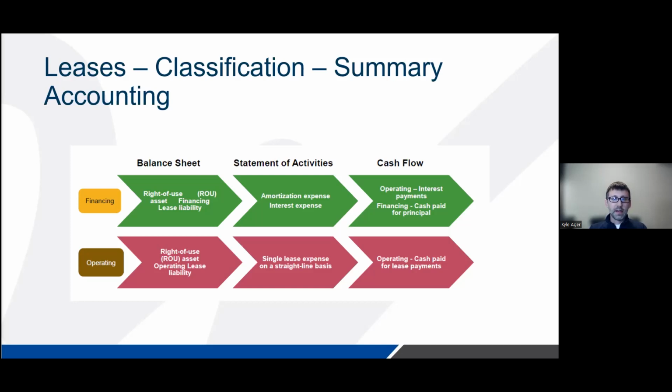And then on the cash flows, again, for financing, we're going to have two types of cash flows. There's going to be an operating component, which is the interest, and a financing component, which is the cash paid for principal. This is just kind of like on a note payable if you were making a payment on the note for an asset that you might have purchased. And then on an operating lease, we're just going to have one cash flow, and that's operating cash for the lease payment. So we'll see that operating leases are going to be more typical for office spaces and longer term assets. And the finance leases are going to be more typical for equipment like copiers or technology or things like that.